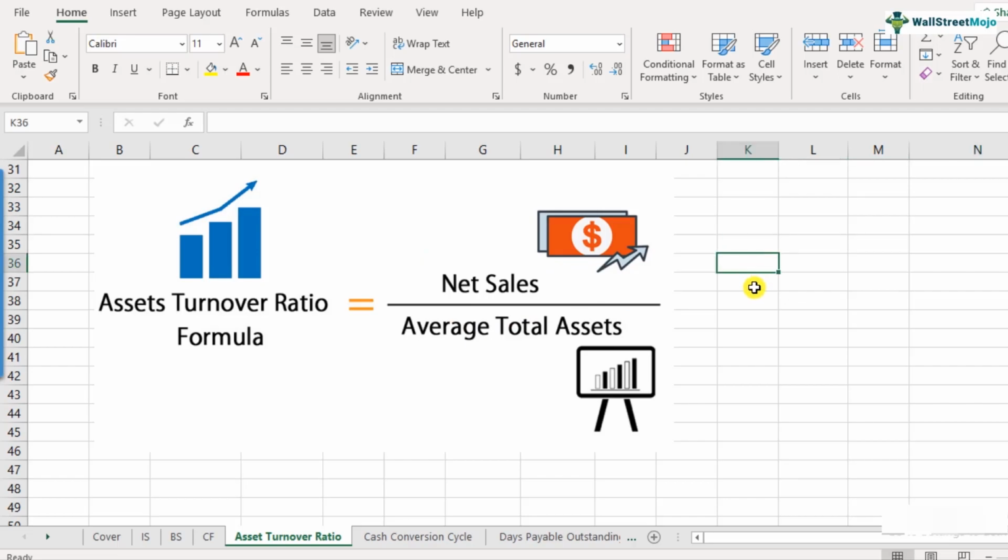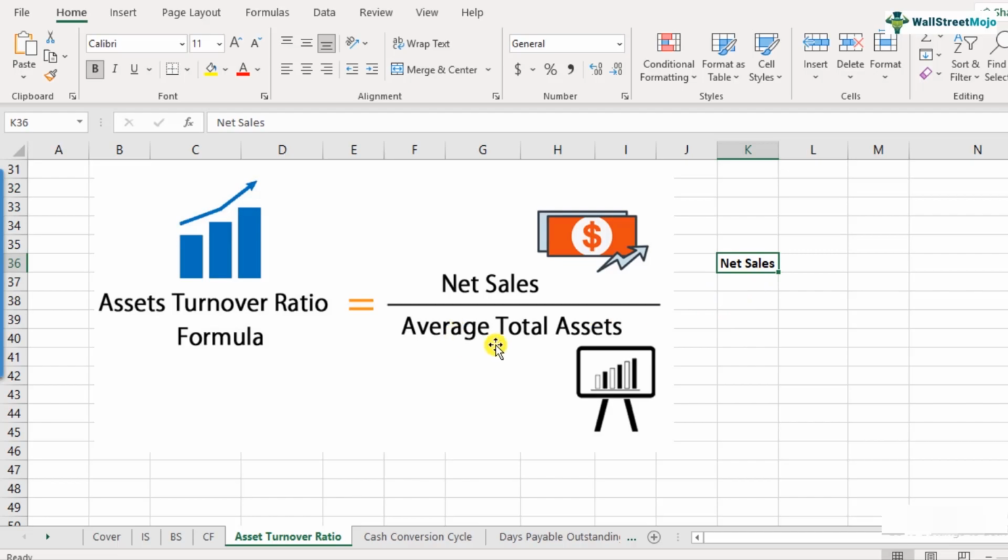Net sales essentially means that it is not equal to gross sales. First thing, gross sales is what the top line number of the income statement is all about. After you deduct all the refunds, returns or the discounts, that's when you get your net sales number. If the company has reported both gross sales and net sales numbers, you basically take the net sales numbers here.